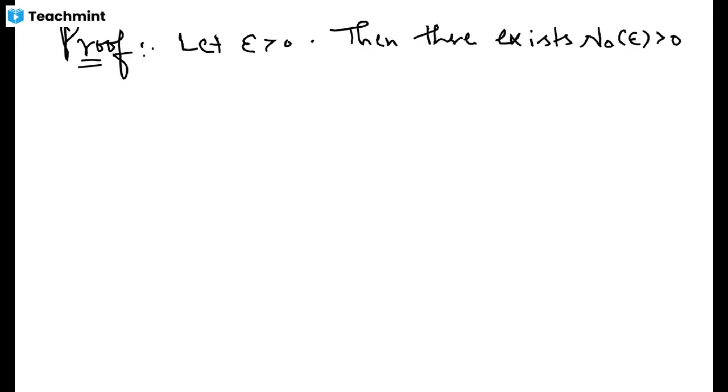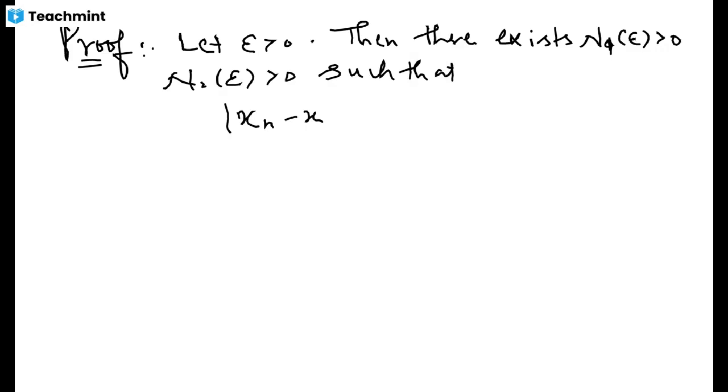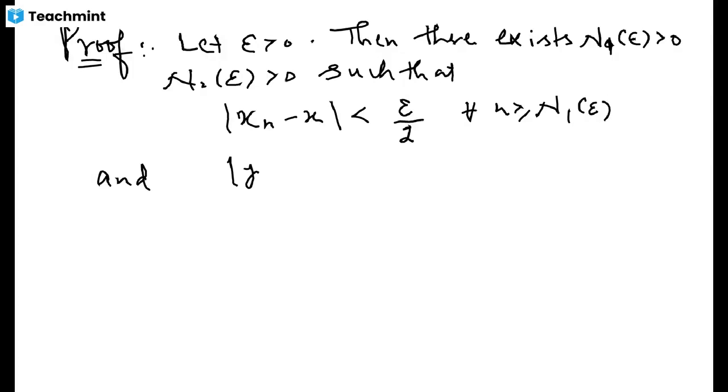there exist numbers n1, which depends upon epsilon, and another number n2, which also depends upon epsilon greater than 0, such that from the convergence of xn, the distance of the nth term of x from x will be less than epsilon, but here I will stick to epsilon half, for every n greater than or equal to n1 of epsilon. And likewise, in the case of the convergence of the sequence y, the distance of the nth term of y from y is less than epsilon half for every n greater than or equal to n2 of epsilon.